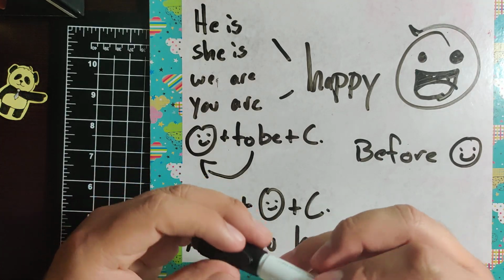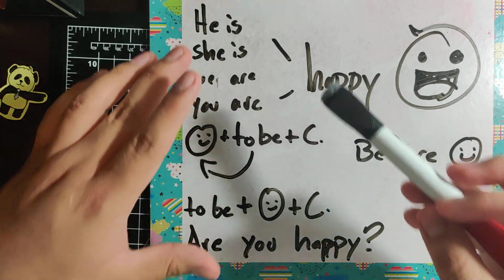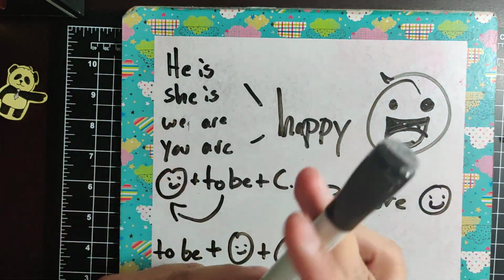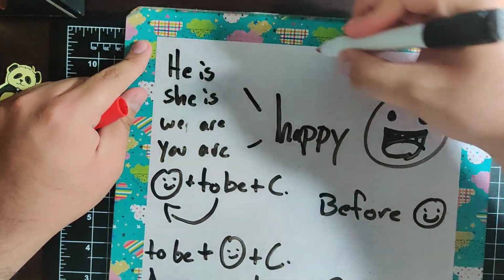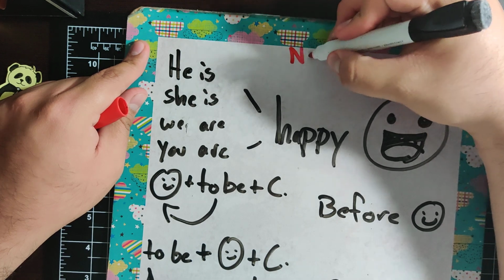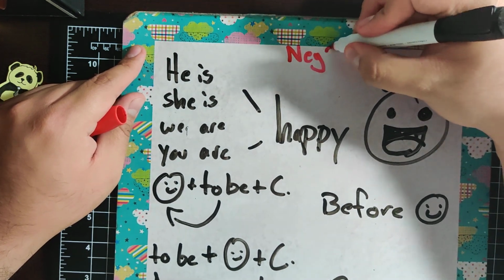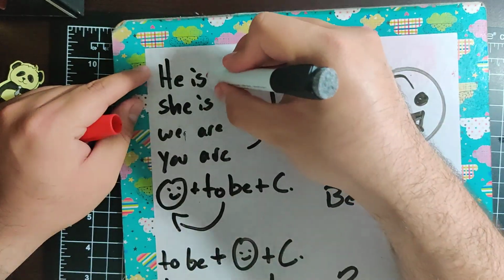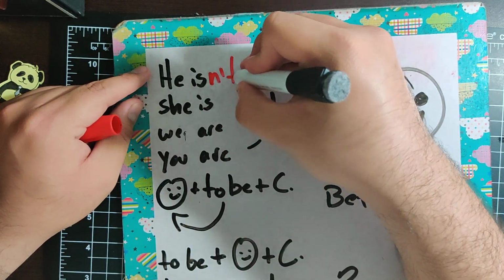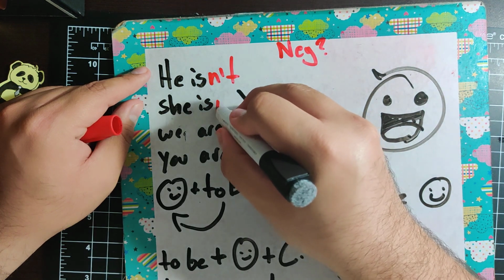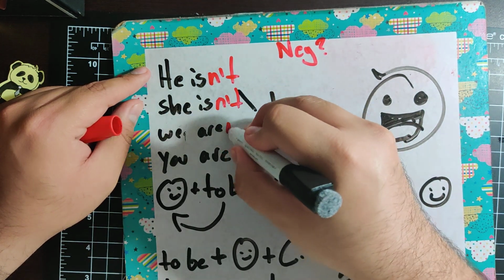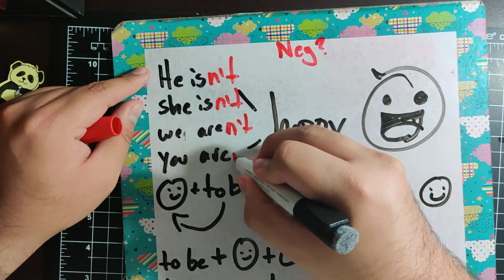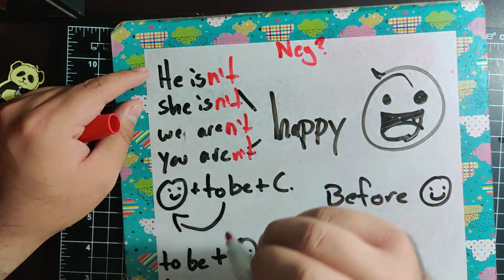Okay? Now, keep it also in mind that you can turn this into negative. Right? Negative. How are we going to make this into negative? Well, that's pretty simple. Negative is just, for example, he isn't, aren't, and aren't. Okay?